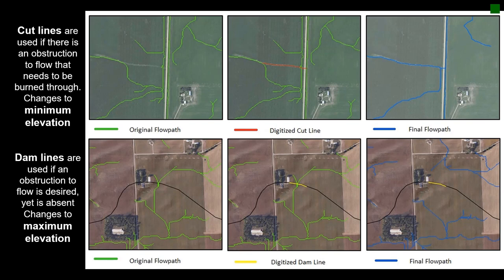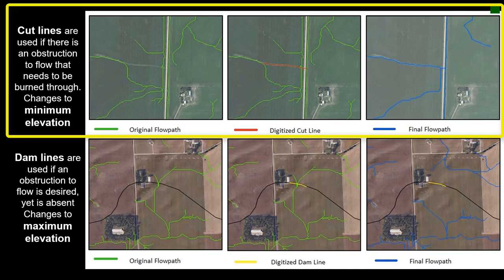As you can see in the below example, we can have errors where flow paths are not flowing in the right direction or where they're coming into or out of the watershed, which is not desired. Cut lines are used when an obstruction of flow is present within the DEM and it needs to be burned through to allow the flow to move.